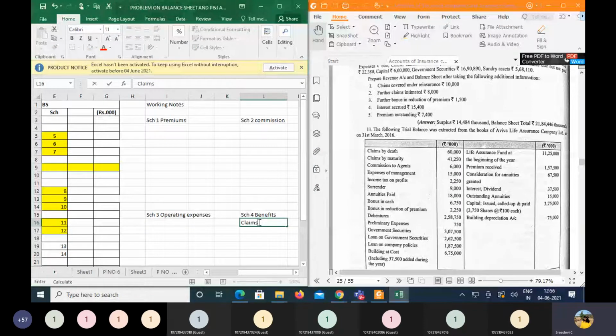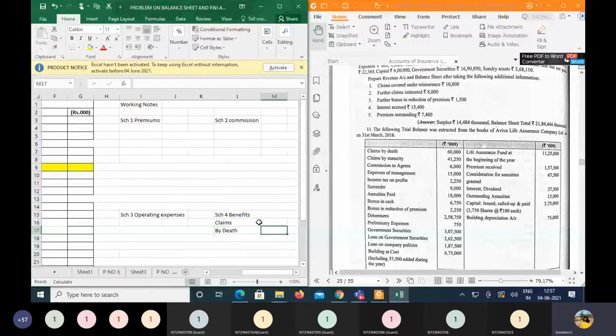So therefore I'm just writing it as claims, and here I'm going to put it as by death. The amount of the claims payable by death is 60,000, and here, by maturity, the total claims is 41,250. Okay, so just keep it aside.